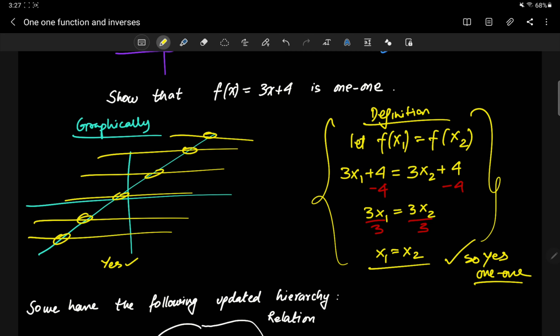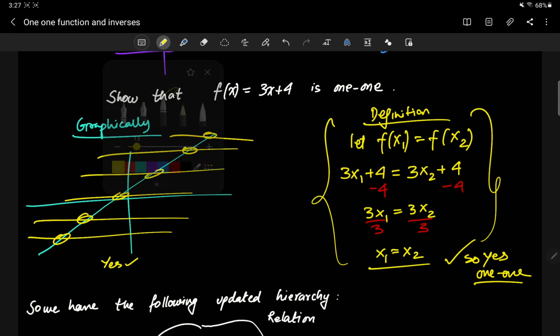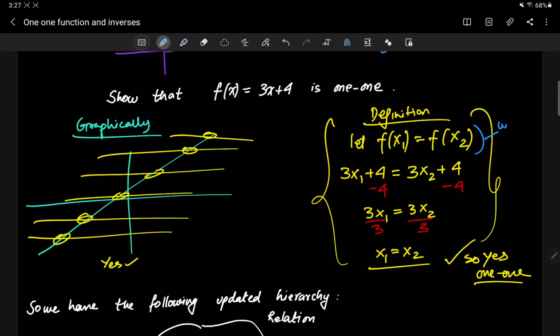Again, let me reiterate what's happening in this process. This statement here says, if outputs are same, then the inputs are same too. So this says if I let the output be equal for two inputs, then it turns out by doing the algebra that the inputs also were the same, or they had to be the same. And that tells me that for every output there is a unique input.